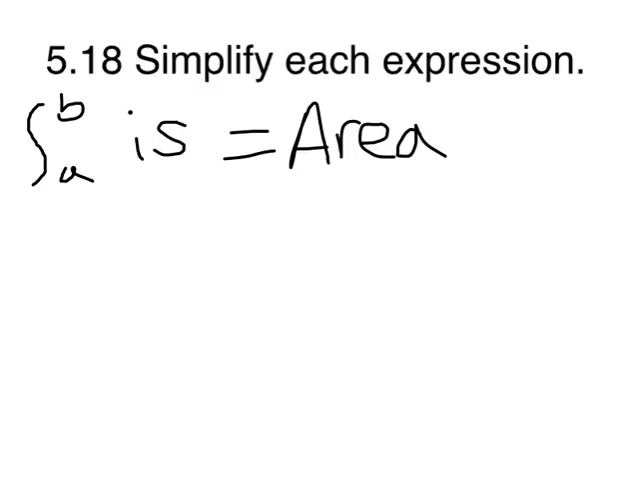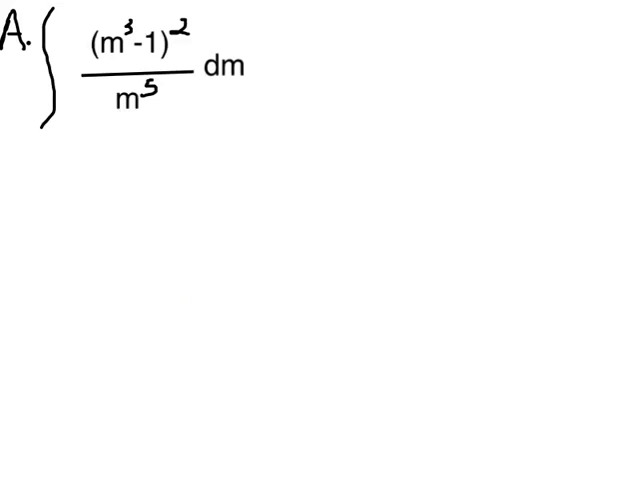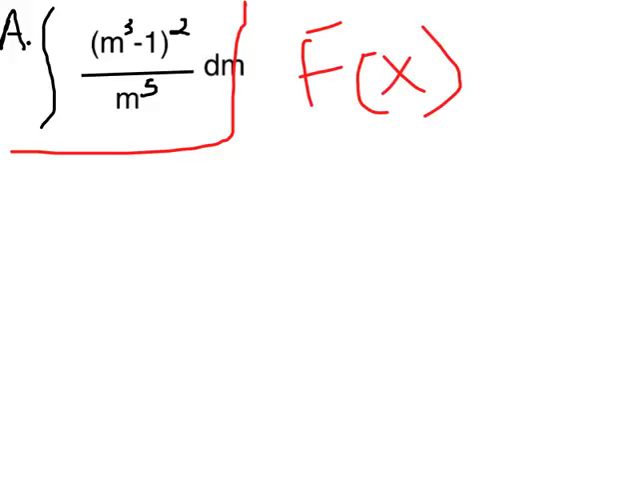When we have an integral that is left open, like this, with no variables, this is an indefinite integral, and this is looking for the antiderivative of the expression. Let's say, for example, big F of x. Part A asks us to evaluate this indefinite integral. Because it is an indefinite integral, we know that we're looking for big F of x, or in this case, the d of m.